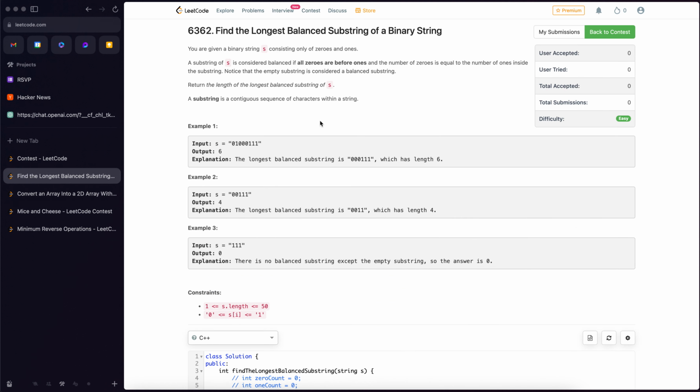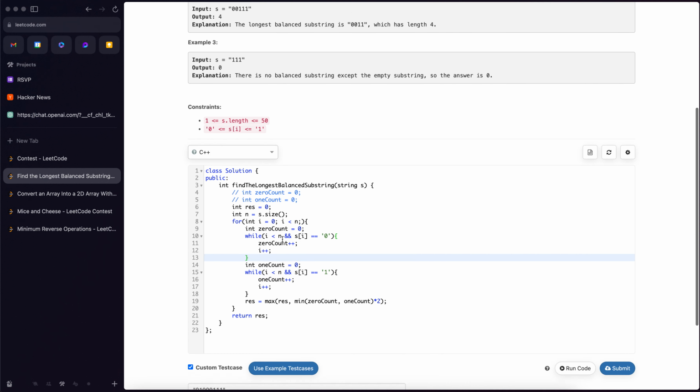So, find the longest balanced substring of a binary string. This was just a fairly straightforward question. The approach we will follow will be a 4 step approach. First we'll understand the question, then we'll decide the approach. Third, we'll implement, and fourth, if something goes wrong, we'll reiterate.